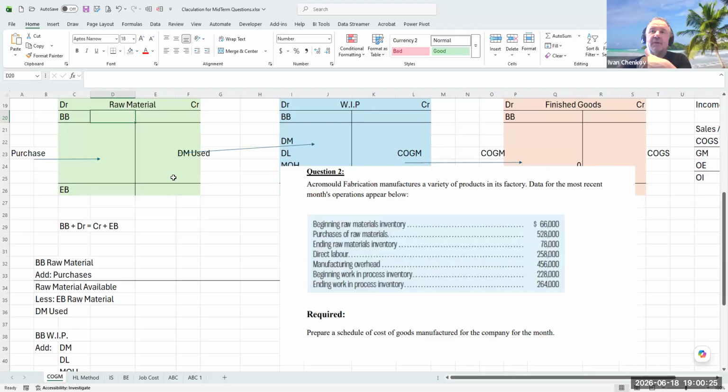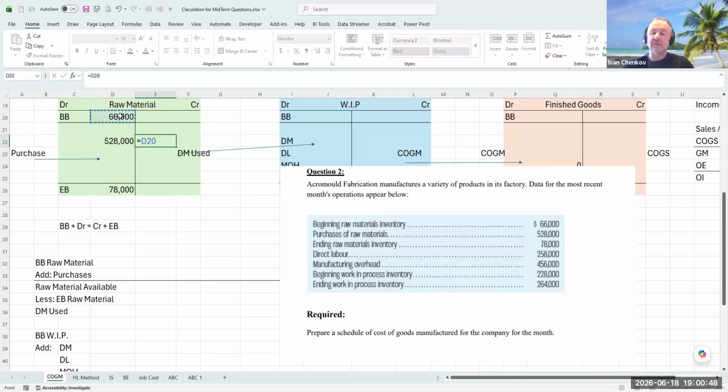to visualize everything. So let's go with the beginning balance of the raw material. That will be 66,000 here. And then we're going to purchase raw material for 528,123. Now that's great. Ending balance for the raw material will be 78,123. Then I'm going to apply simply the formula which is below the account, which is equal to the beginning balance plus the debit minus the ending balance. It's going to give me the direct material used. Now that direct material used is going to move here.